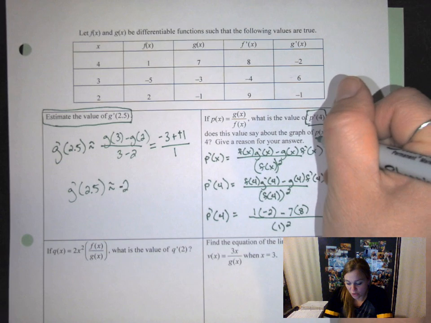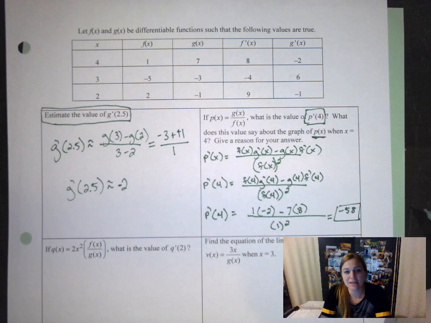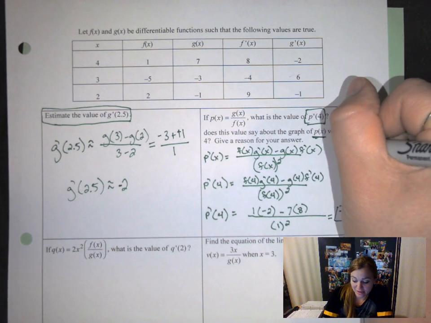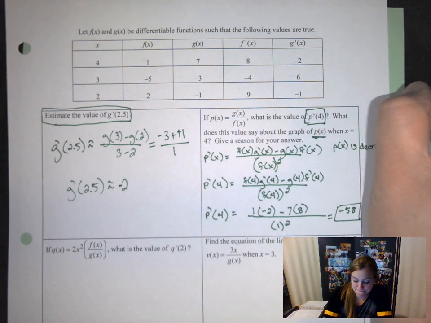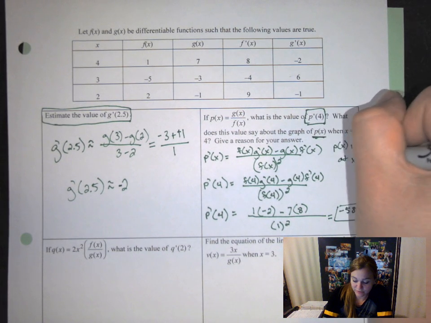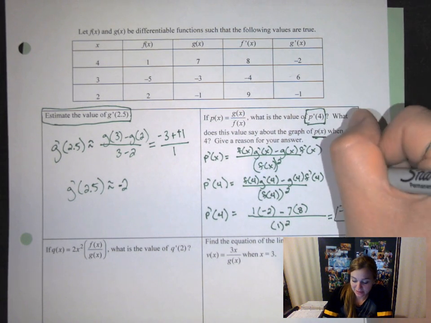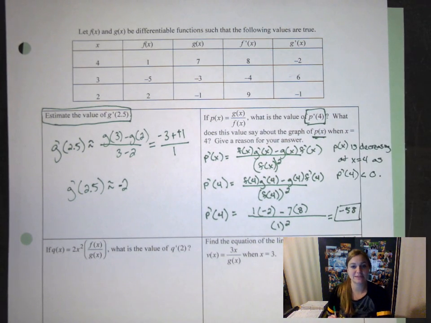So if I want to know what this says about the graph of p of x, I can see that the slope of the tangent is -58. So what does that mean? I'm going to say p of x is decreasing at x equals 4, and my reason is that p prime of 4 is less than 0.